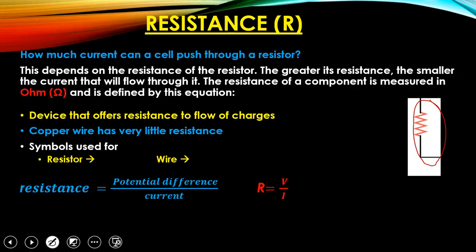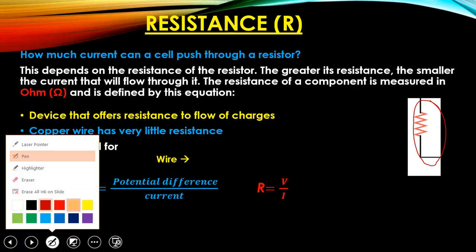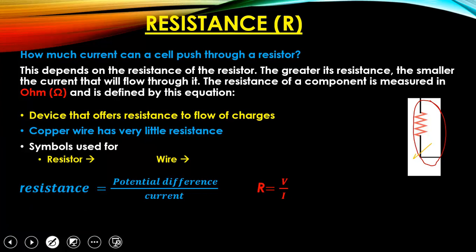We have two types of resistor. The first one is called fixed resistance, and this is its symbol. Fixed resistance means the value of resistance of this device doesn't change as time passes, or we can't increase or decrease its value.